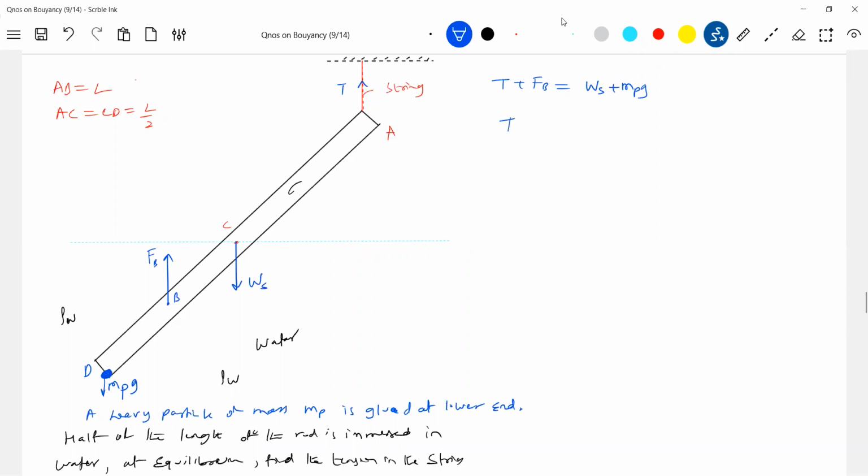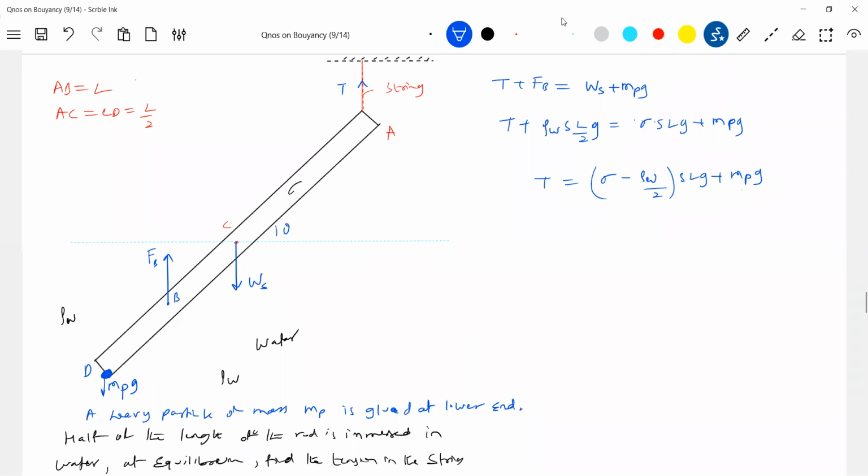Okay, now the tension. What is the buoyant force? Density of water, times half of the length of the rod, times S, the area of cross section, times G. What is the weight of the rod? Sigma SLG, and this is MPG. So what is the expression for this? This will be T equals (sigma minus rho W by 2) SLG plus MP into G. I'll get the tension with the help of this.